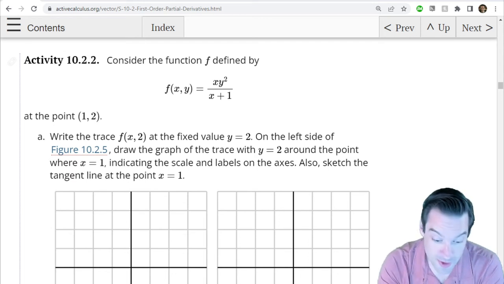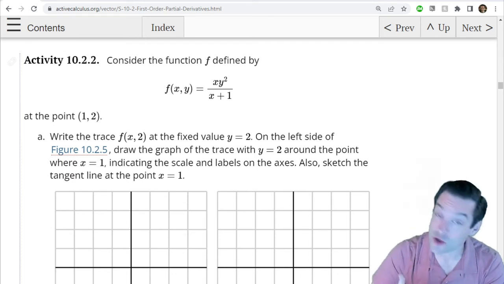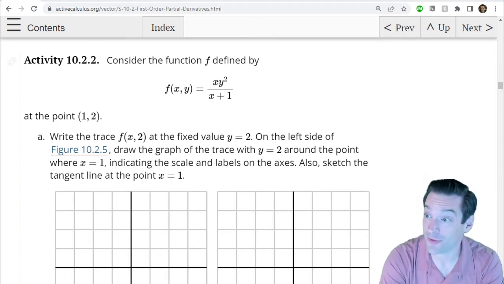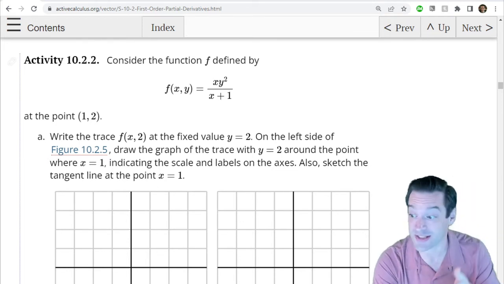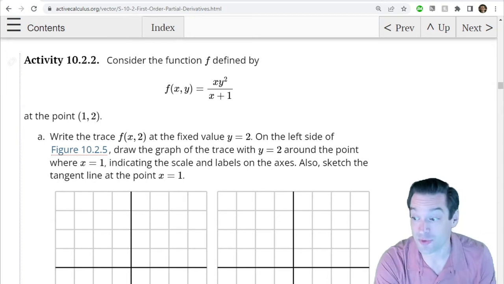So now that we know what a partial derivative tells us, right, it tells us the slope of a tangent line that we would get to the graph of our multivariable function if we were to first slice that graph in a vertical plane to obtain a trace.